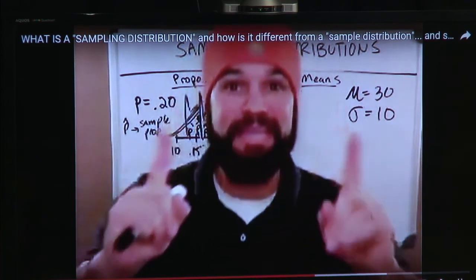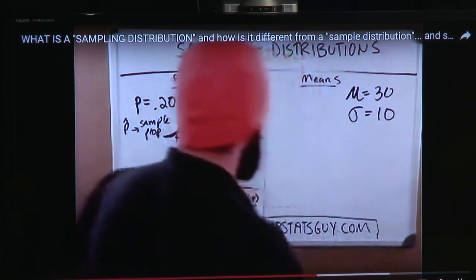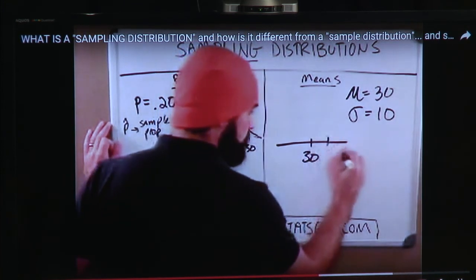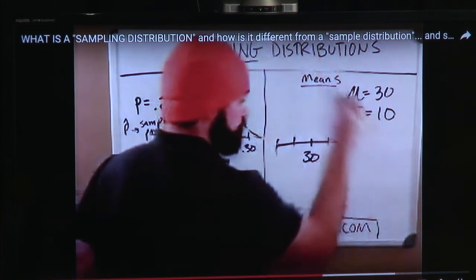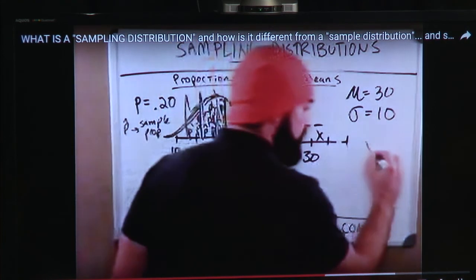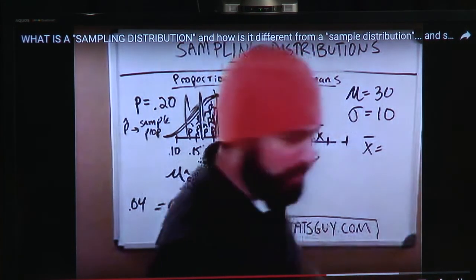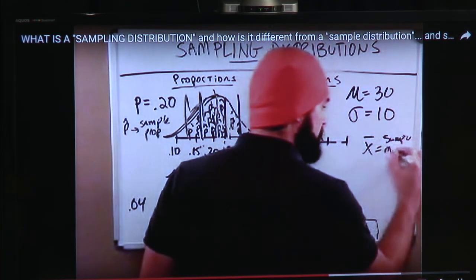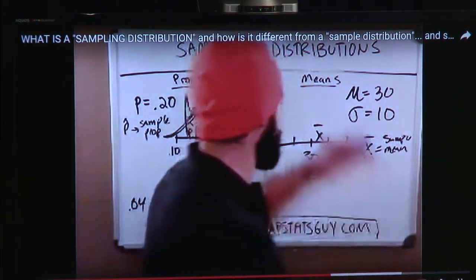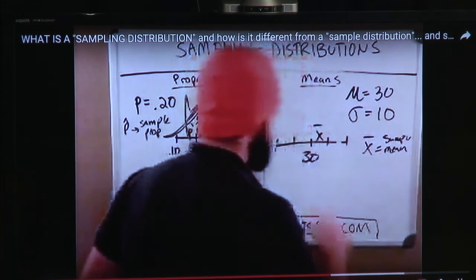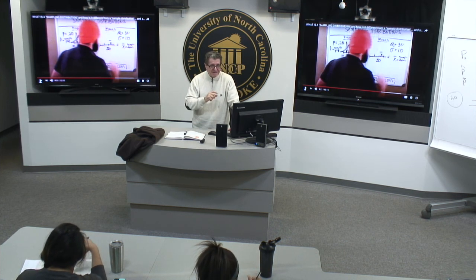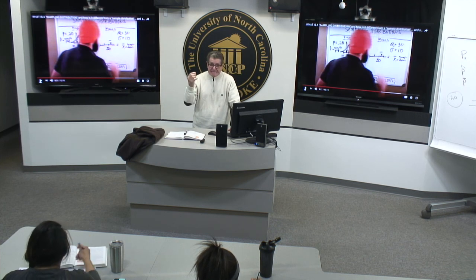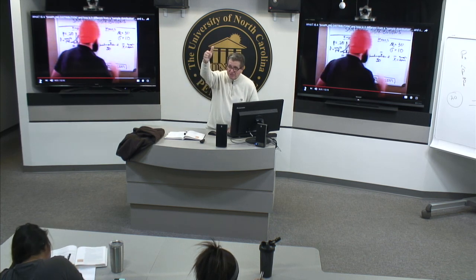But you have to imagine what the sampling distribution looks like. It looks like this. Here we go, 30. I go out and take a sample and I find that the average in this group is 30.5 or something. There's my x-bar, my sample mean. It's a statistic. The sample mean is a statistic, not a population parameter. These words are important. A statistic is an estimator of the population parameter, or the population characteristic.